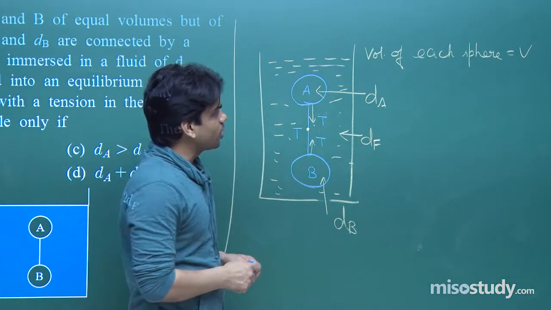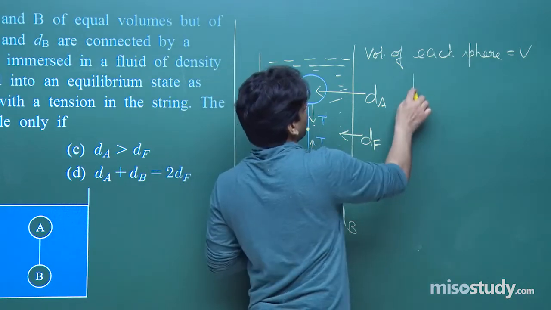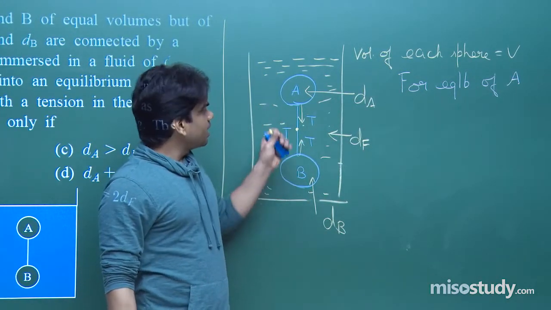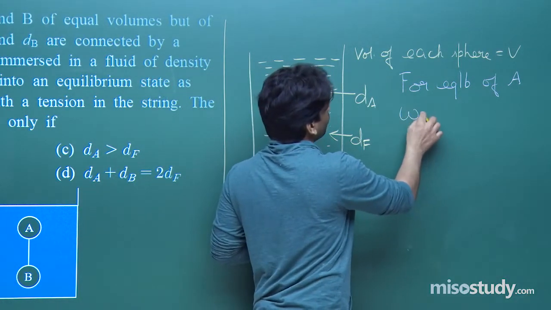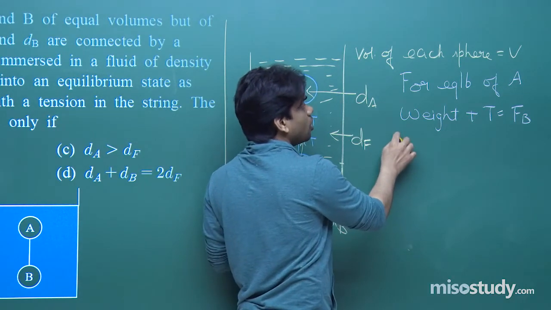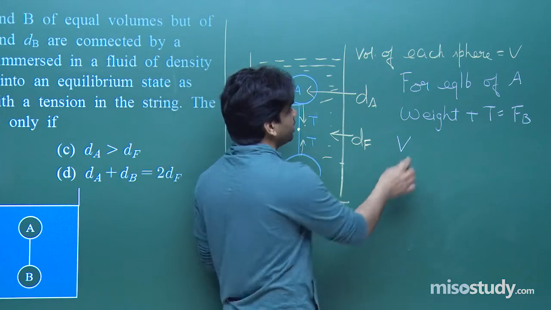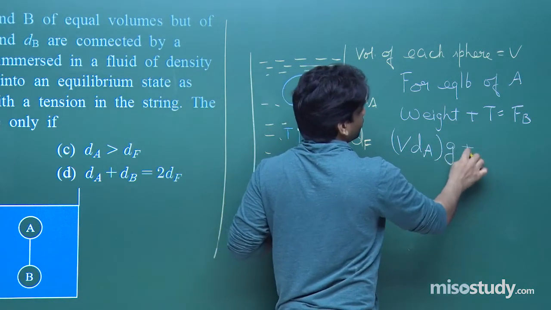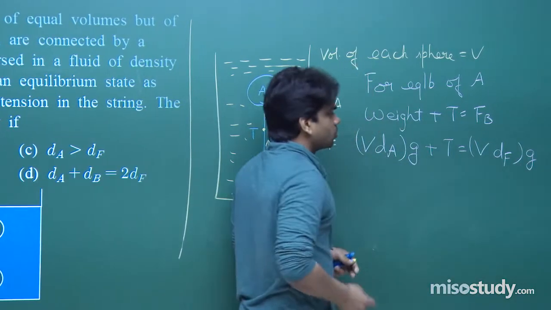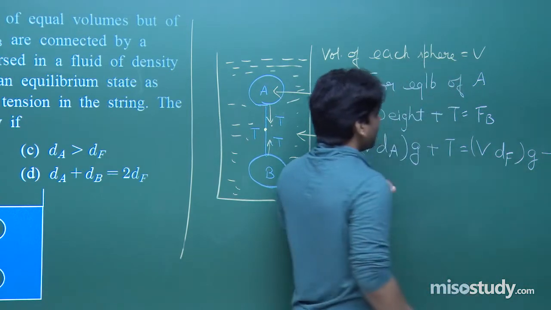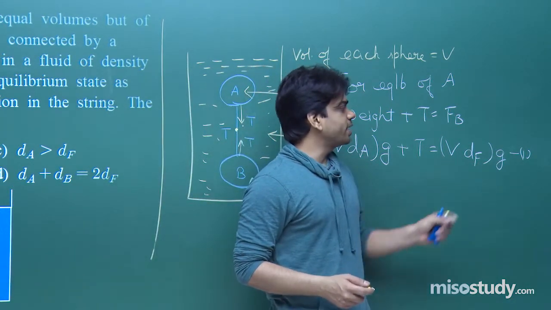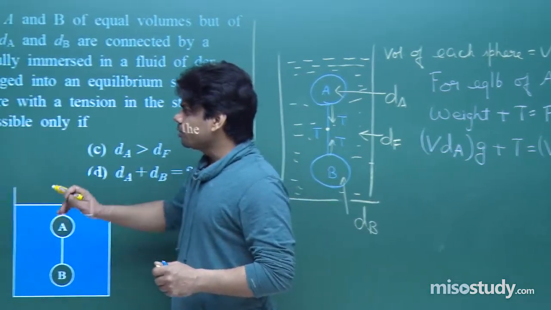Now let's frame the equations for equilibrium. For equilibrium of A, clearly A is at the top end. Its weight acting in the downward direction plus tension acting in the downward direction will be equal to the buoyant force. Weight is volume V into density dA into gravity, plus tension T, is equal to buoyant force, which is volume into density of liquid into gravity. So we got equation number 1. Clearly from this you can comment that density of A will be less than density of fluid, because V and g are common. So option A is clearly obtained from the first equation.